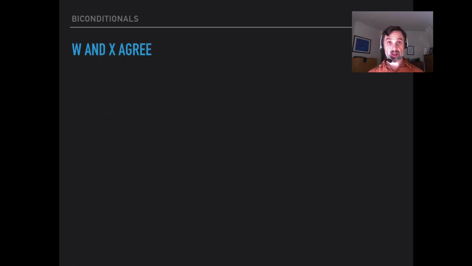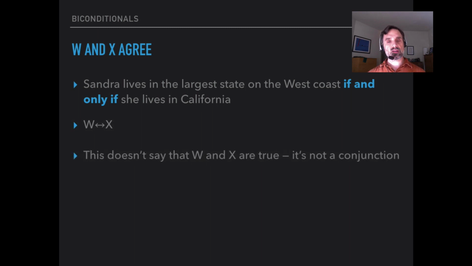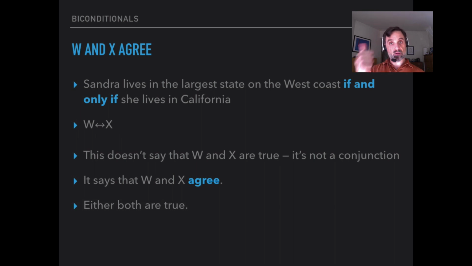One important thing to understand about biconditionals is what they say. So we have our biconditional, Sandra lives in the largest state on the west coast if and only if she lives in California. And we symbolize that as W if and only if X, or W double arrow X, W left and right arrow X. This doesn't say that W and X are true. The conjunction says that W and X are true. This says that W and X agree. So it says either both are true, Sandra lives in the largest state on the West Coast, and she lives in California, or both are false. She doesn't live in the largest state on the West Coast, and she doesn't live in California.